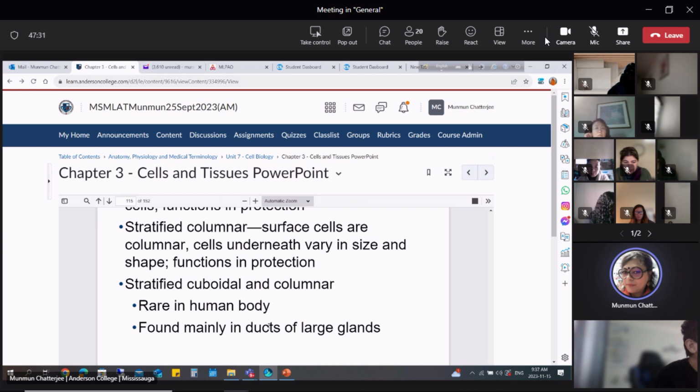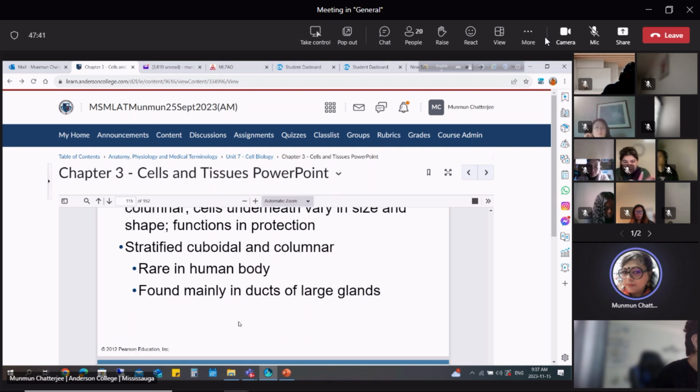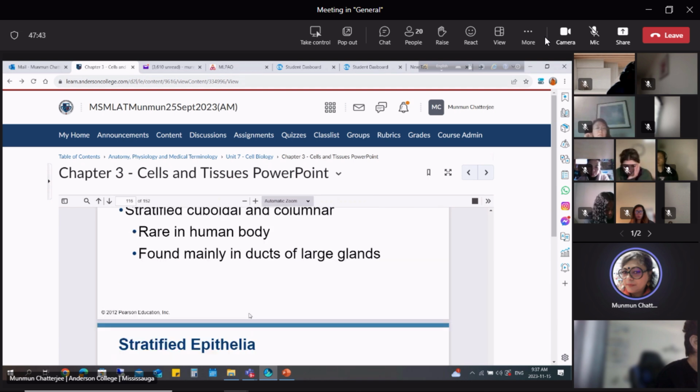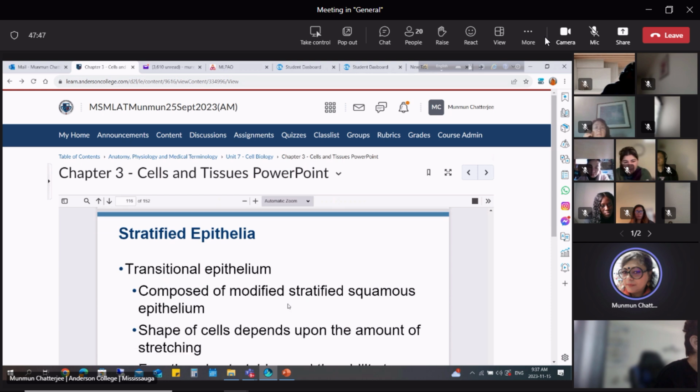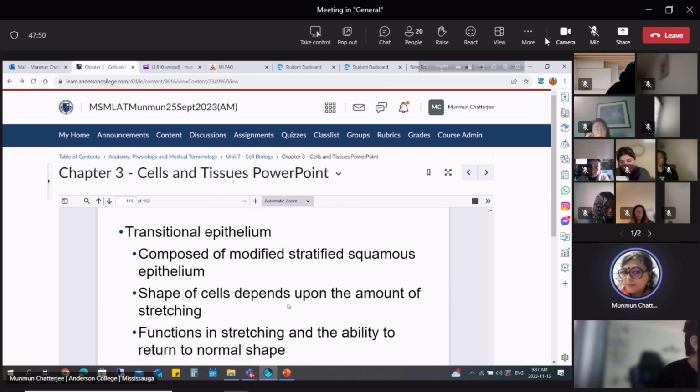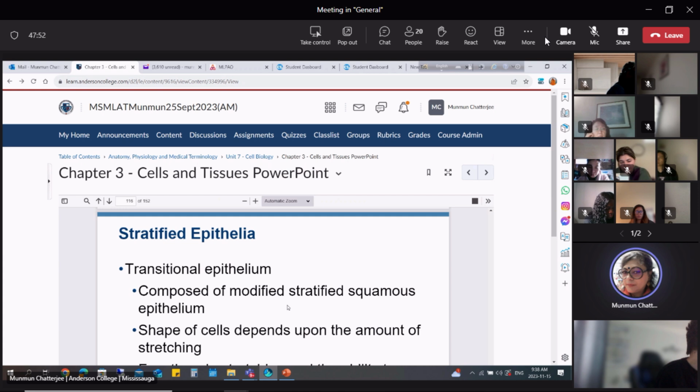Here is a question. Stratified cuboidal and columnar epithelium can be found in the human body, true or false? This is rare. It's not very common. You don't need this. Nobody is going to ask these questions, but for the sake of study, I have to tell you.